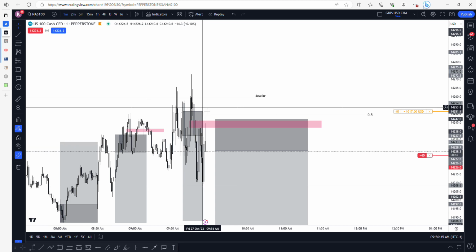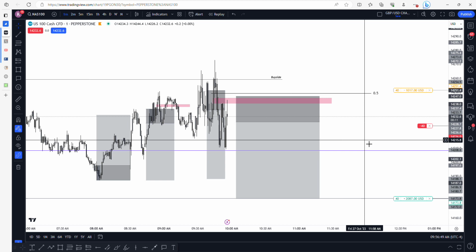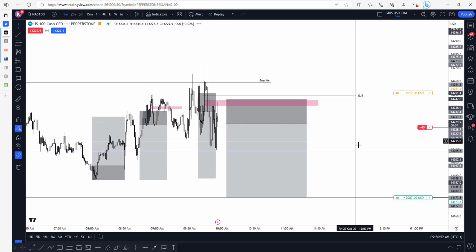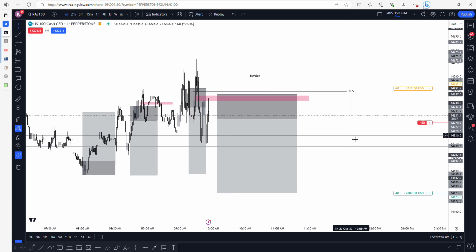Honestly, it could touch this too, but nah. Price should have already taken it. Price should have already dropped down at this point in time, man. I don't know why it's doing all this right now. It really should have already dropped down.